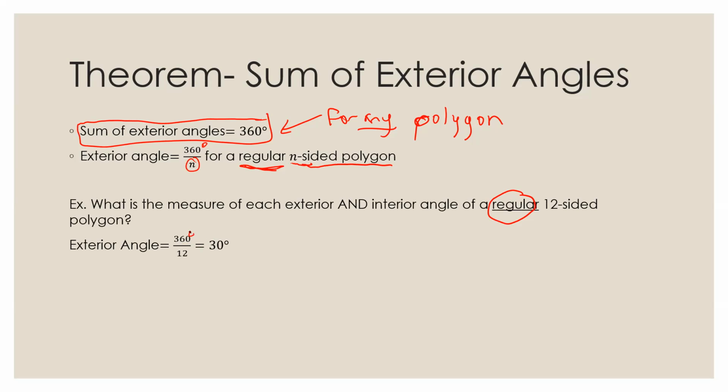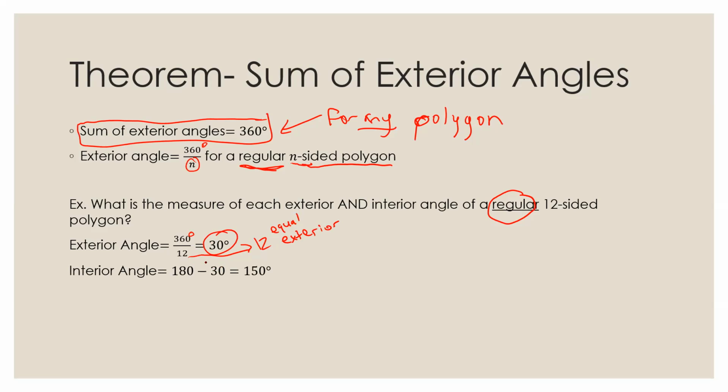So I can take 360 degrees, which is the sum of exterior angles, and I can divide by 12 because there are 12 equal exterior angles, right? So I'm going to take 360 degrees and divide by 12 equal exterior angles, and that gives me a total of 30 degrees. Then once I know what the exterior angle is, I can find the interior angle just by subtracting off 30 degrees.